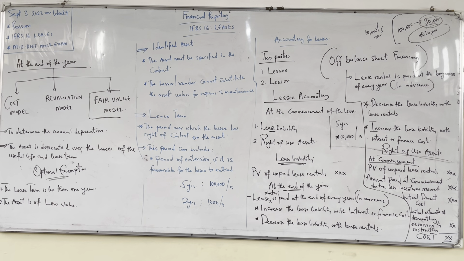But this low value thing, they said, irrespective of your company size, don't say, my company is huge, 50 million is small to us, so it's low value. No, 50 million is not small. God will not make our currency get to that level where 50 million becomes small. Right? And these are the optional exemptions the standard is talking about. And this is everything for the lessee accounting.